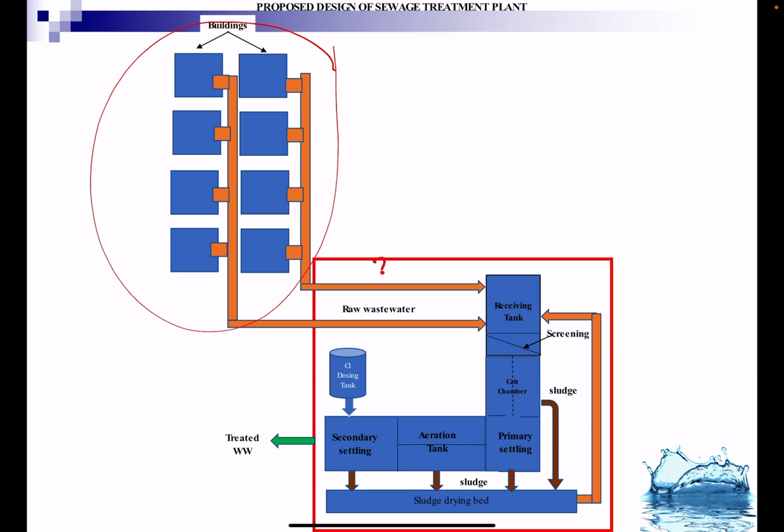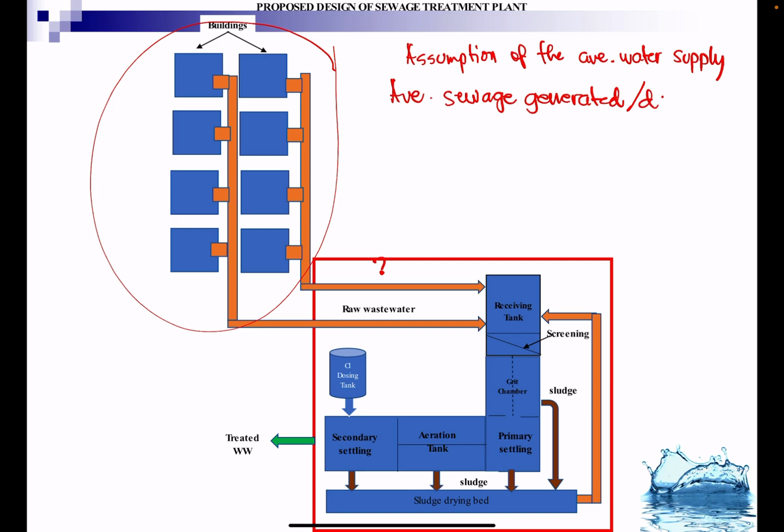So how much sewage are we going to generate per day? So first, you have to do an assumption of the average water supply per day. So once you know the average water supply per day, you can compute for the average sewage generated per day. And this is mostly 85% of your average water supply.